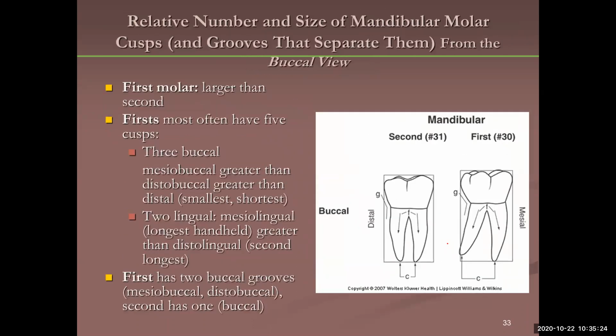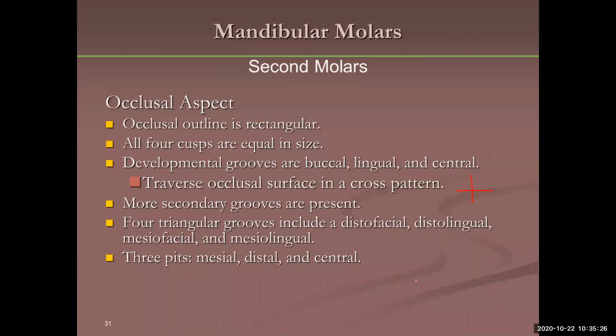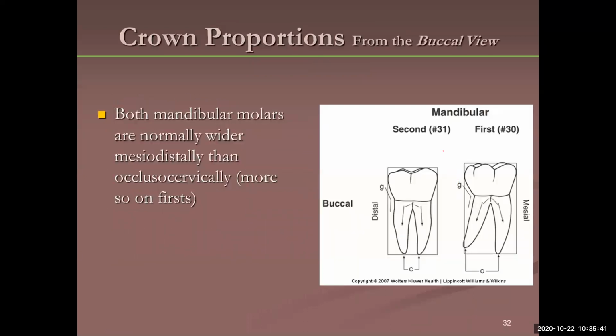Am I going in the wrong direction? Yeah. And you have 3 pits, the mesial pit, the distal pit, and the central pit. So the central pit's going to be here, and then you're going to have a mesial and a distal pit, the end of the grooves.